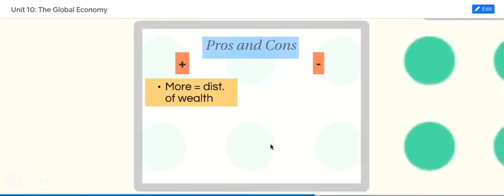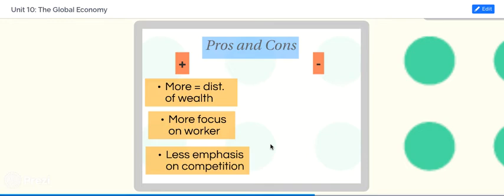All right, so some pros and cons. There is obviously more distribution of wealth, but sometimes that comes at the cost of everybody being equally poor. So there's typically more focus on the worker, less emphasis on competition, because if you've eliminated the need for competition, you don't have to emphasize it. If your quality control is led by the government, you don't have to worry about it.